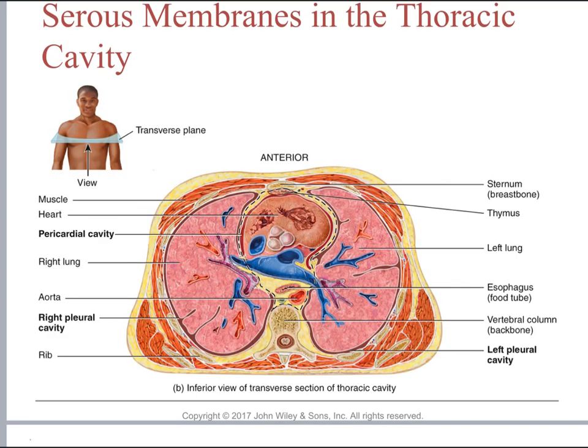Let's take a transverse cut and look at the serous membranes in the thoracic cavity. Again, we have the heart here with our pericardium, so we'll circle this in black. And again, look at the space between the parietal layer and the visceral layer: it is a cavity. This pleural cavity is where fluid is going to flow.